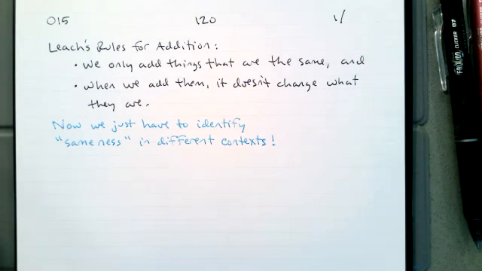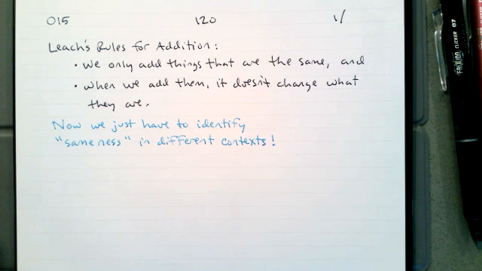If you would recall, last time we talked about Leach's rules for addition. These aren't really just mine. I call them Leach's rules because that's me, and I get to name things after myself. So I call this Leach's rules for addition. And the idea is that we only add things that are the same, and when we add them, it doesn't change what they are. This is how we understand addition intuitively, but I want to say it explicitly. I want to say explicitly what we mean when we say we're adding things up. And this defines what we can add up and what happens when we add them up.